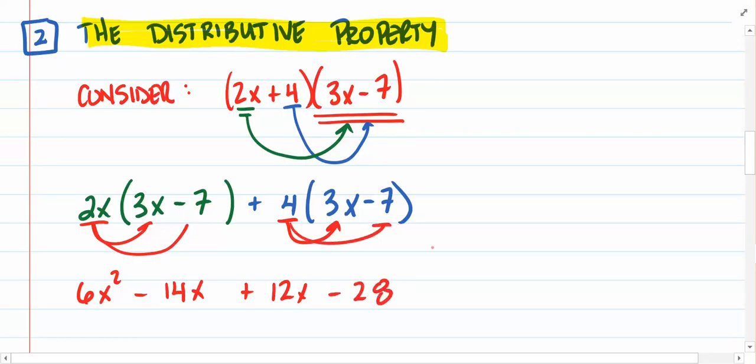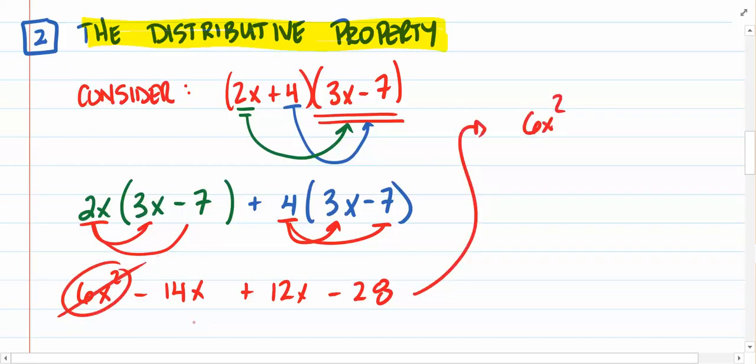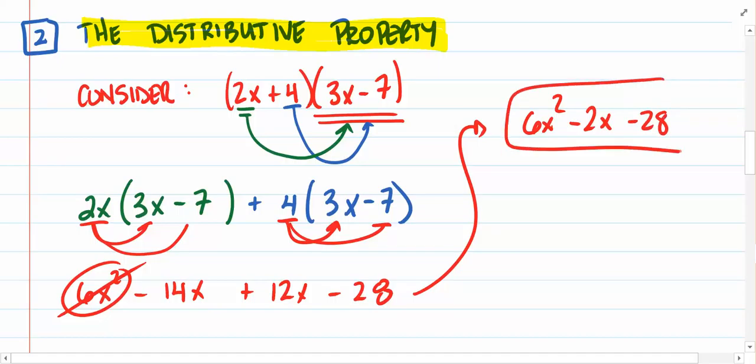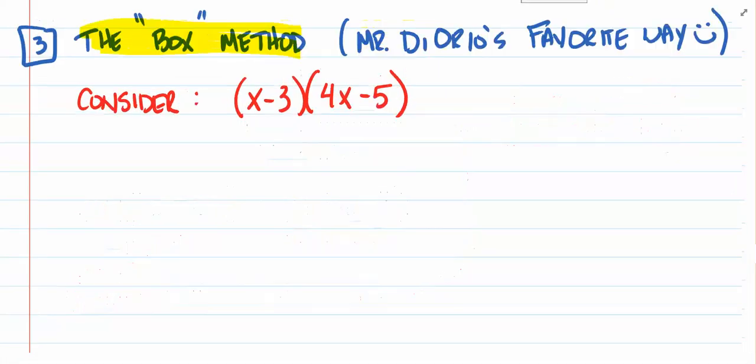And then of course we would combine all the like terms, so I'll bring this problem up here. So I'd have 6x squared, so I have no more of those. Negative 14 and a positive 12 is a difference of negative 2. So negative 2x, and then finally I have a negative 28. So that's a second way that we could multiply binomials, using the distributive property.